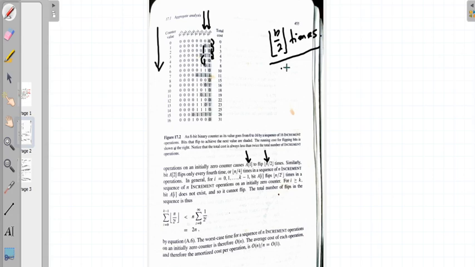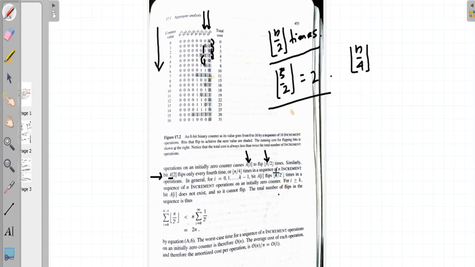So then 5 by 2 floor will be giving that, right? So this n by 2 floor number of flips we are having. Now you see, similarly, this bit A2 flips only every fourth time. That means n by 4 floor times. So this A2 is flipping that many times in a sequence of increment operations.